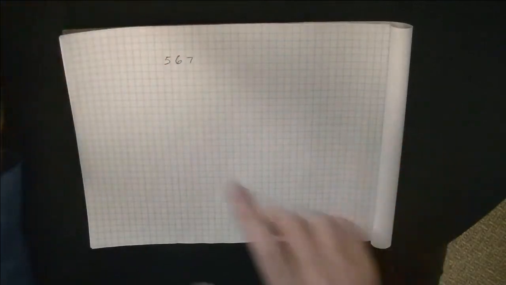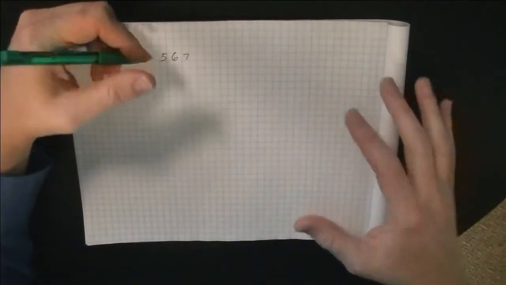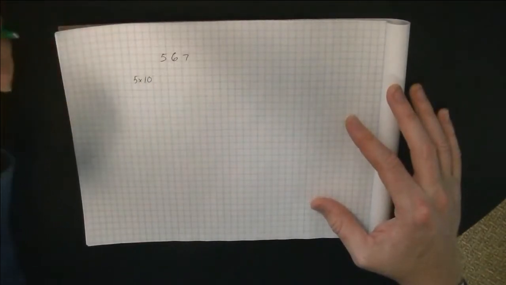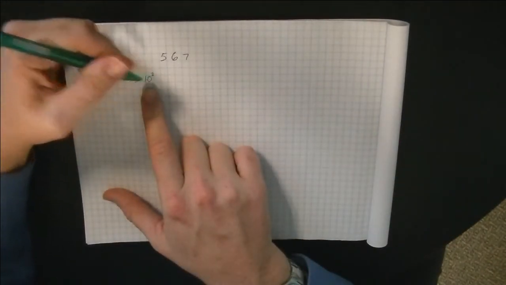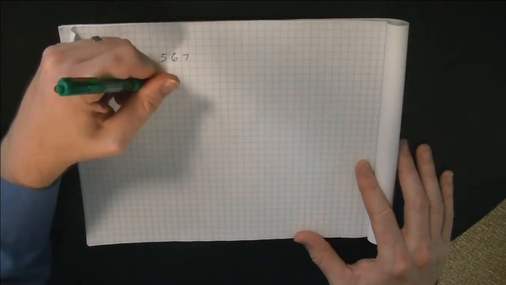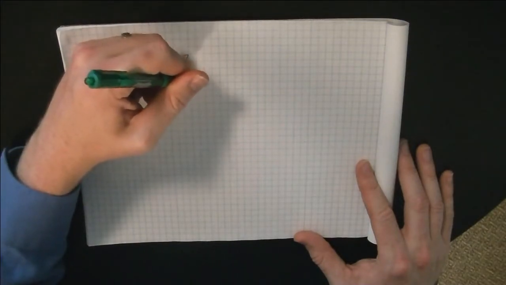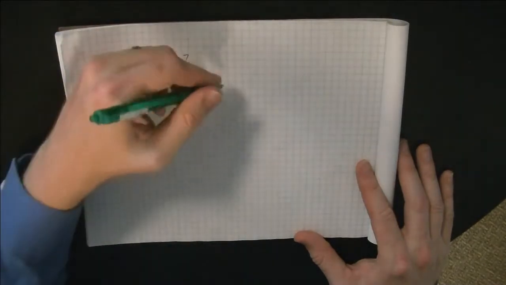Okay, so if we have a number like, let's say, 567, then what this is really saying is this is 5 times 100, which I'm going to represent as 10 to the power of 2, because that's what 100 is. It's just 10 times 10. So 5 times 100 plus 6 times 10 plus 7 times 1.